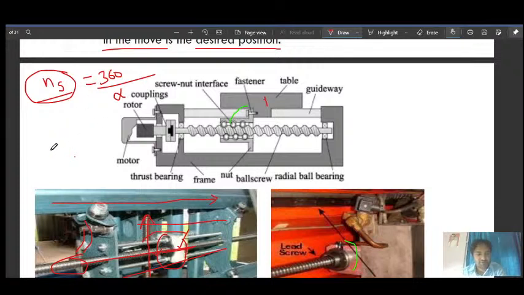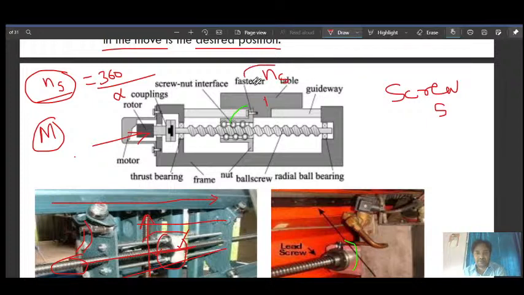Suppose I am talking about the motor side, so for motor we will use the subscript M, and for screw we will use the subscript S. NS is the number of step angles. Okay, so just remember this. I will also explain at the same time.